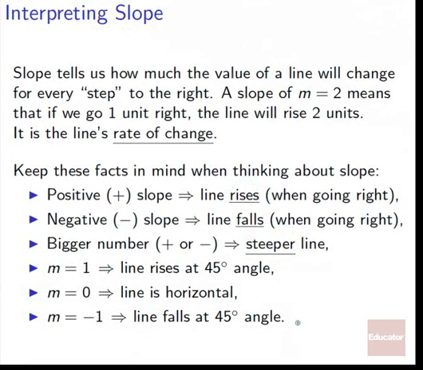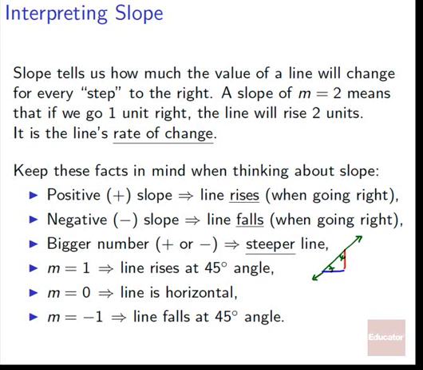Some specific locations to keep in mind: if m is equal to 1, then that means our line rises at a 45-degree angle, because for every step to the right, we take one step up, so we've got a nice even-sided triangle, right? These two have got to be the same here.